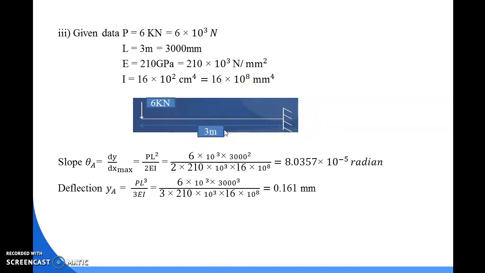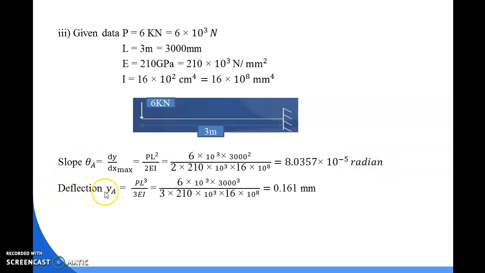So we know that for the maximum slope of the cantilever beam which is subjected to a point load at its free end, the value is PL square by 2EI. So by putting the P value, L value, E value and I value, we have the value of slope, theta, equal to 8.0357 into 10 to the power minus 5 radian. So always remember the slope value will always be in radian.